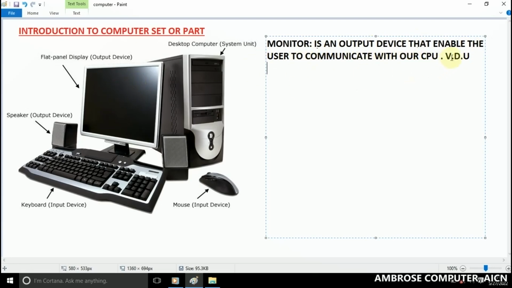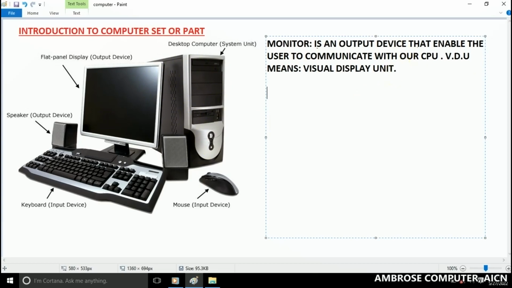and people also refer to it as VDU. VDU means visual display unit, in case you are not really aware. V represents visual, D represents display. So it displays every single unit that is being processed inside our CPU.